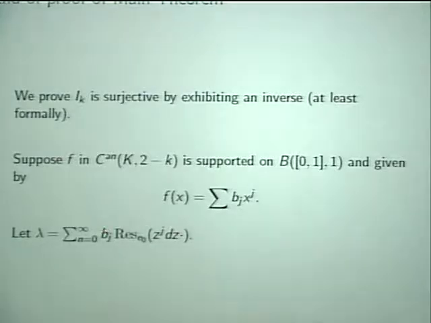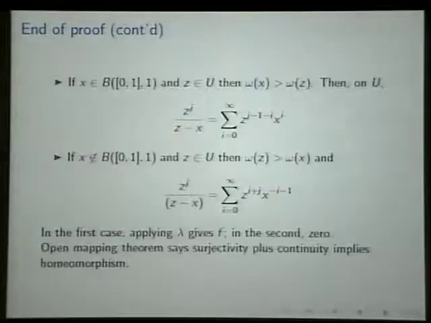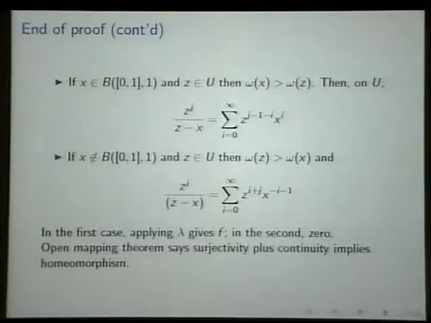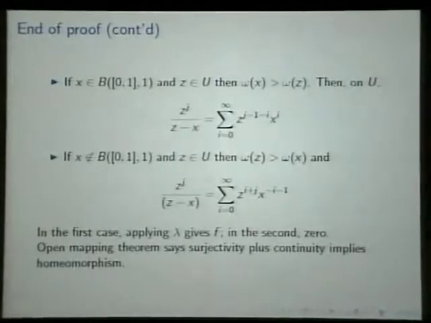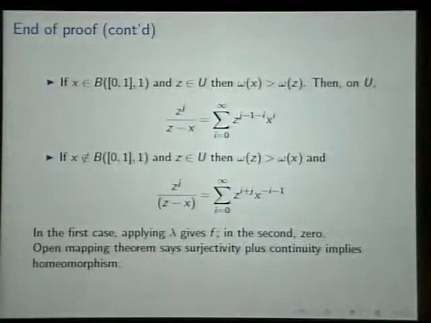Now I'm going to make this linear form. Lambda of f is the sum: I use the bj's from my function f, and I replace the x to the j's by z to the j dz, and then I stick the f in there, and I take the sum of those residues. It turns out this is a continuous linear form. What I'm going to show you is that if you now apply the integral transform to that continuous linear form, you get the function f back. That's what you have to show.